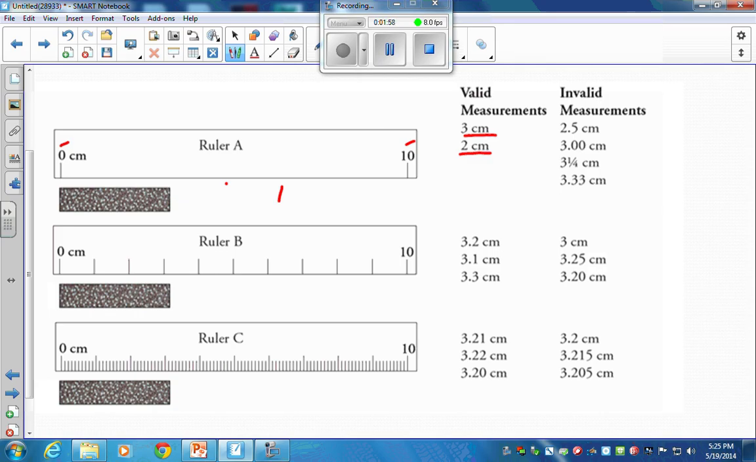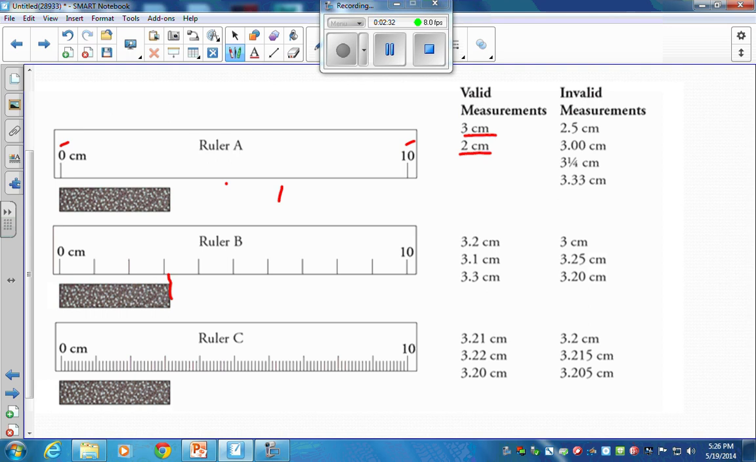Ruler B is marked to the nearest 1 centimeter. But when we look at this, we can clearly see that this particular object is a little bit bigger than the nearest centimeter mark. It's above 3, and you and I can clearly look at that and see that. And so we want the world to know that we can tell we've got more than 3. So we estimate always with our measuring device one place beyond the marking.